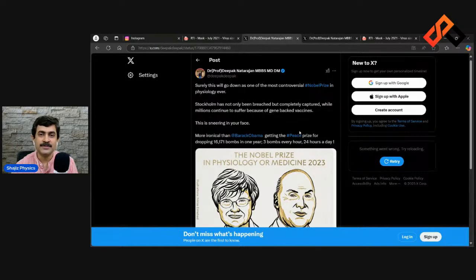This is a post, or tweet, by Dr. Professor Deepak Nadarajan on X when the Nobel Prize in medicine was declared last year, 2023. It was given to two scientists who developed the vaccine for COVID. Surely this will go down as one of the most controversial Nobel Prizes in physiology ever. Stockholm has not only been breached but completely captured, while millions continue to suffer because of gene-backed vaccine.